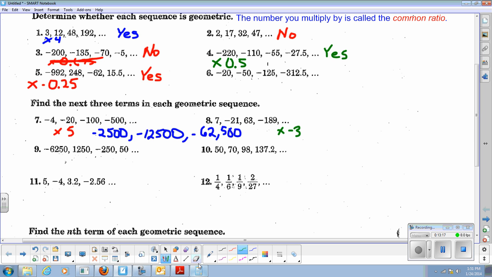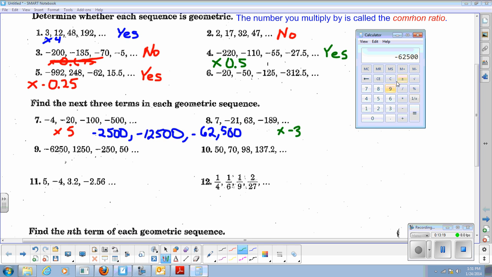So to test that, let's clear our calculator. Let's take negative 21, make it negative, and I'm going to take that times negative 3. And I get positive 63. So we are multiplying here by negative 3.